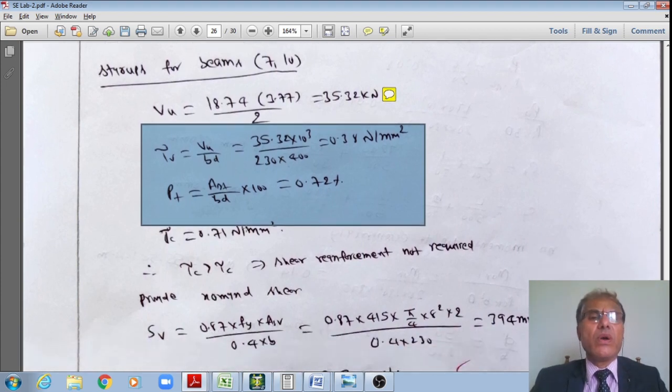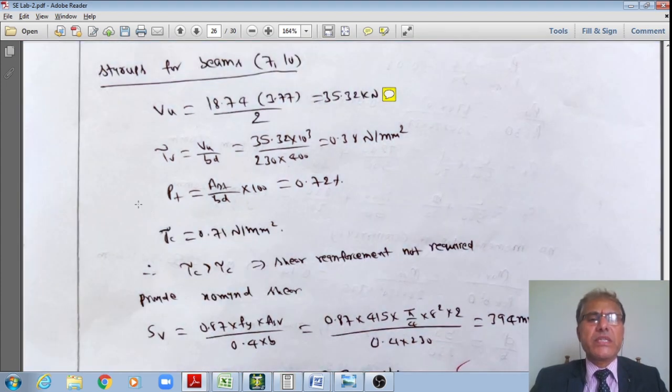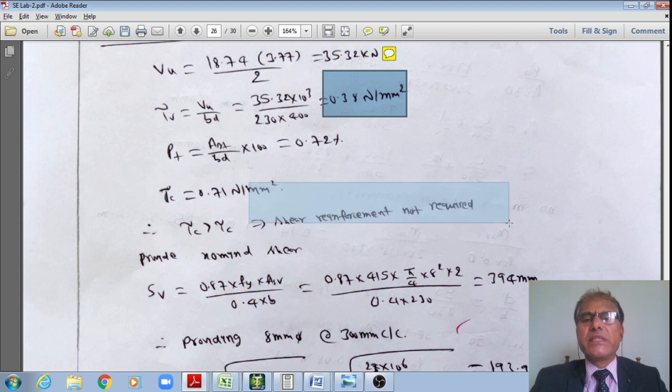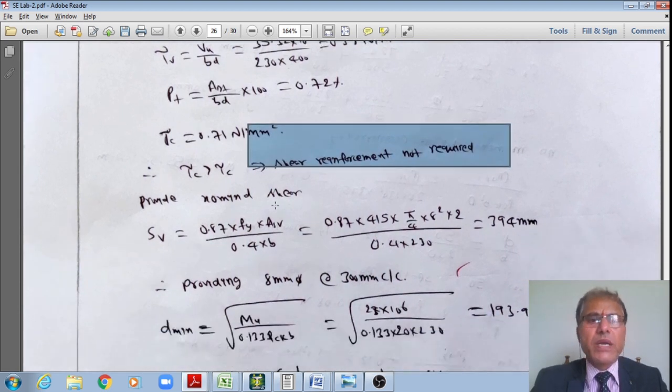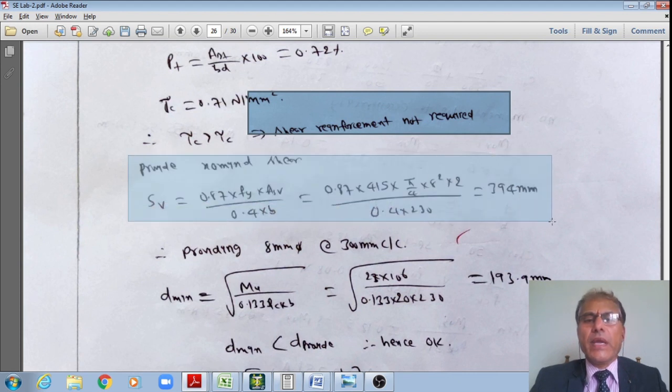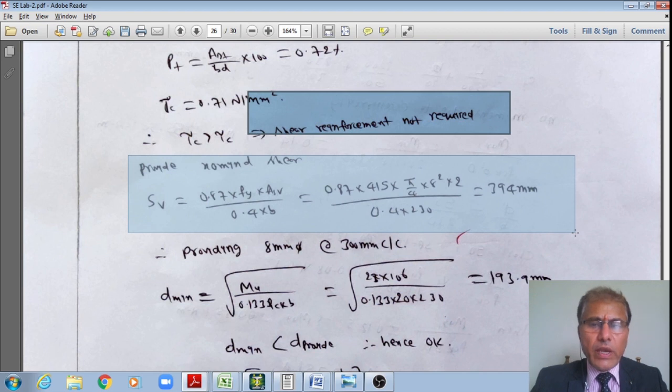Therefore, 0.72. Hence, nominal design shear stress is equal to 0.71. However, that is much more than that of the 0.38. Therefore, no design is required for the shear reinforcement. However, nominal shear reinforcement should be provided at a rate of 8 mm dia 2-legged vertical stirrups at 394 mm.